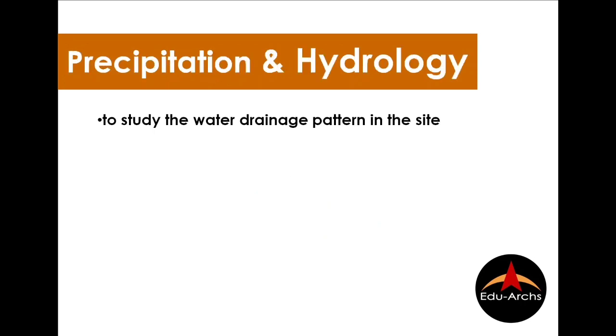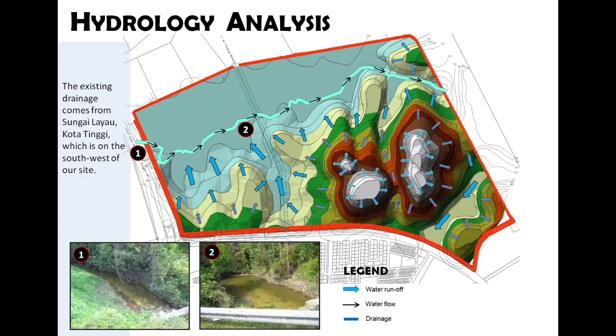Precipitation and hydrology. The average annual rainfall, often measured in mm, gives you an idea about the precipitation happening throughout the year. It is also important to study the water drainage pattern in the site, whether it stagnates or flows following the natural slope. This has to be analyzed to incorporate it into the design.